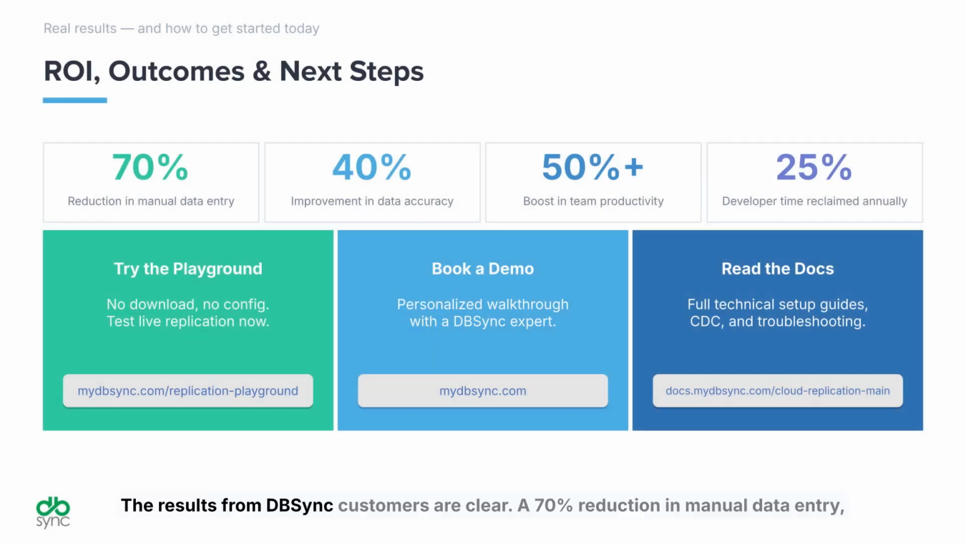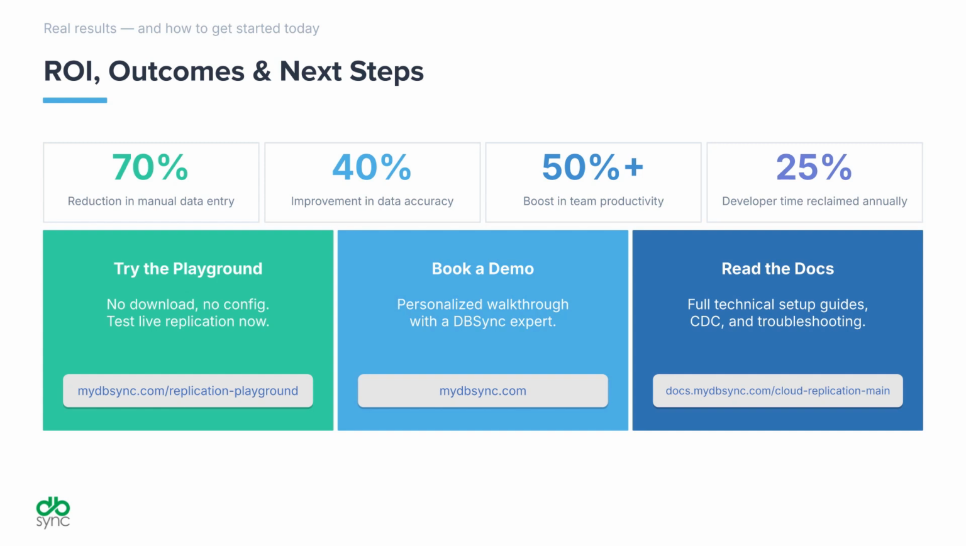The results from DBSync customers are clear: a 70% reduction in manual data entry, a 40% improvement in data accuracy, and teams getting back roughly a quarter of their developer time every year.